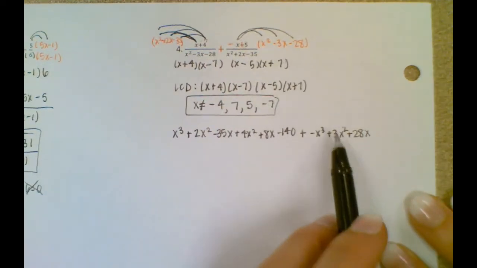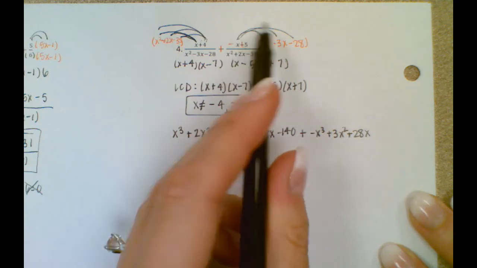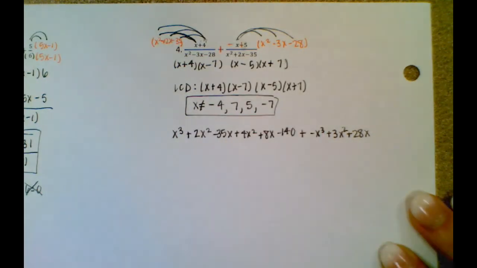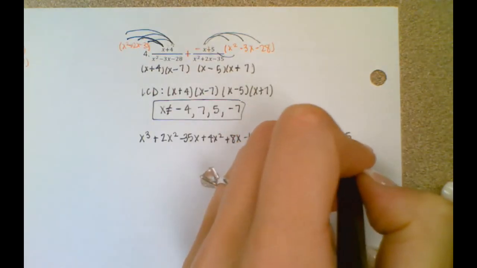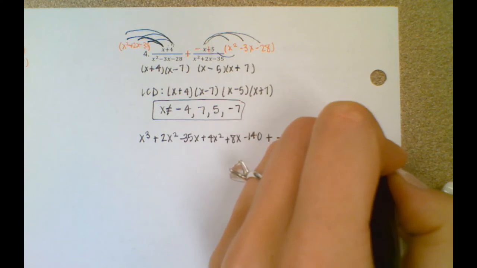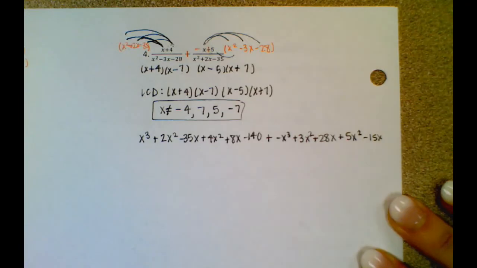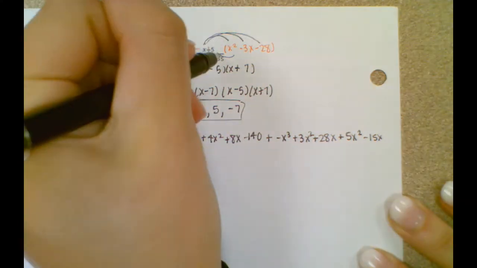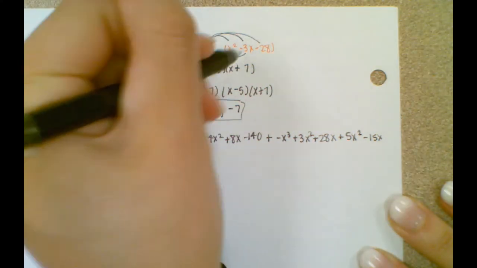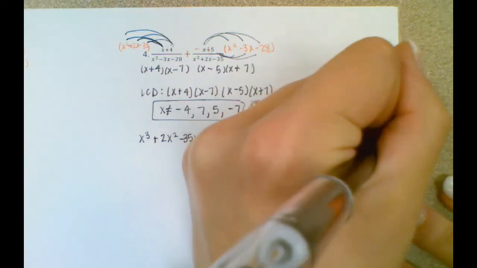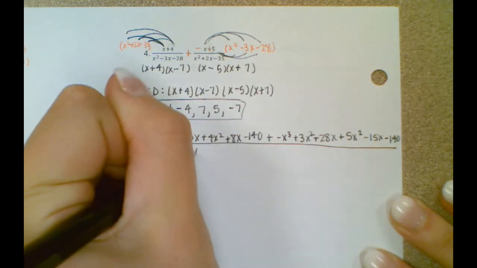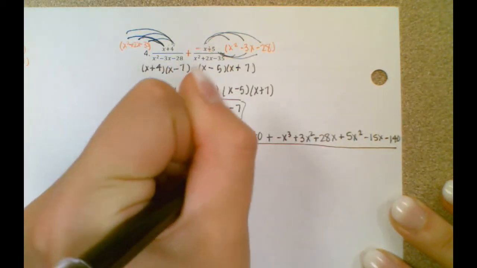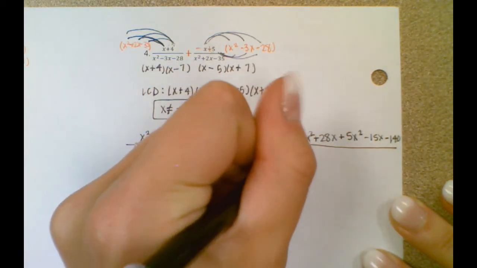That should be 3x squared right there. Positive 3x squared minus 28. Wait, 2 negatives make a positive. Yeah, 28x. Whew. Okay. All right, now the 5. 5x squared minus 15x. What's 5 times 28? Whoops. 5x squared, negative 15x, negative 140. Okay, all of that over x plus 4, x minus 7, x minus 5, x plus 7.